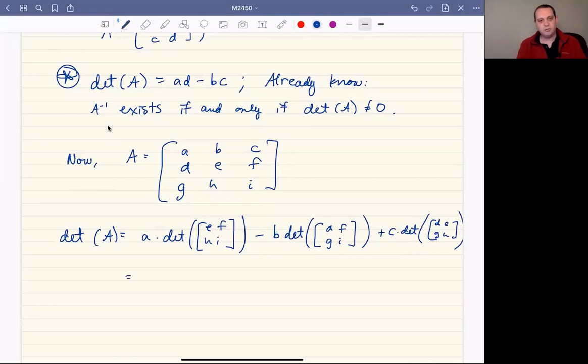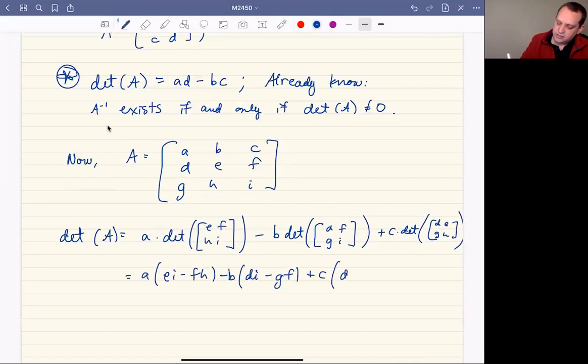And then determinants of 2 by 2 matrices we've seen. So this is A times (EI minus FH) minus B times (DI minus GF) plus C times (DH minus EG). Of course, this formula is never to be memorized. The process is to be memorized. I don't care about the formula, I care about the process. And that's how we find the determinant of a matrix using the first row.